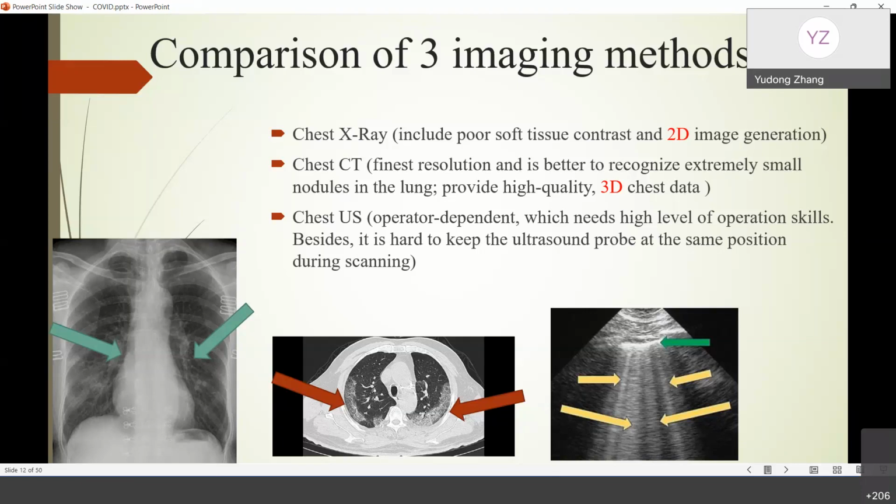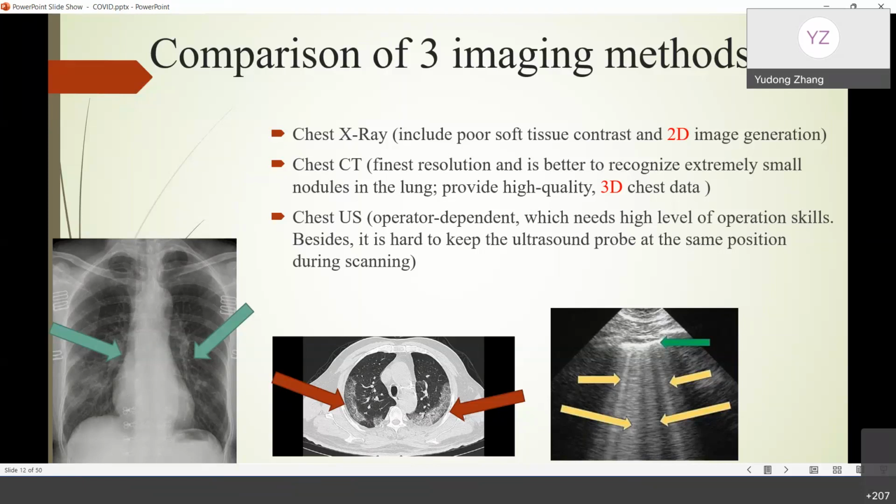But it also has the disadvantage that the X-ray has poor soft tissue contrast, and it is a 2D imaging method. What does 2D imaging mean? It means the X-ray method cannot differentiate the depth information. From the bottom left, you can't tell which part is nearer to your eye and which part is far away. This is like when we look at the stars. We can't say which star is near our Earth or which is far away from us, because we can't differentiate the depth information.